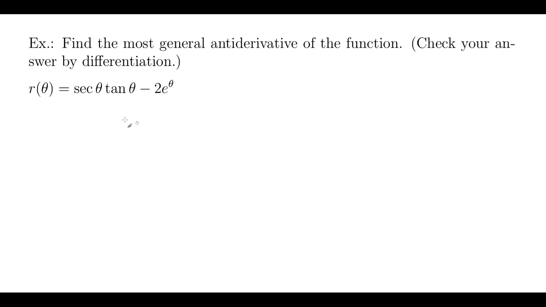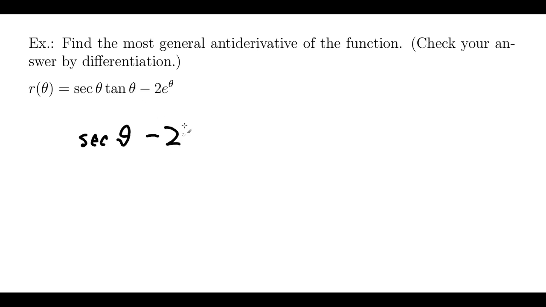We take a look at another one. We have this function r of theta equals the secant of theta times the tangent of theta minus 2e to the theta. To find its antiderivative, we'll take each term in turn, and we look at secant theta, tangent theta, and we think about this. Say, okay, well, do we know a function whose derivative is secant theta, tangent theta? And in fact, we do. The derivative of secant theta is secant theta, tangent theta. Right?